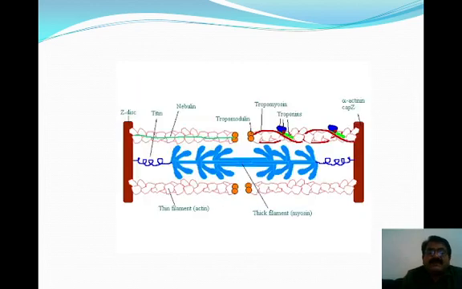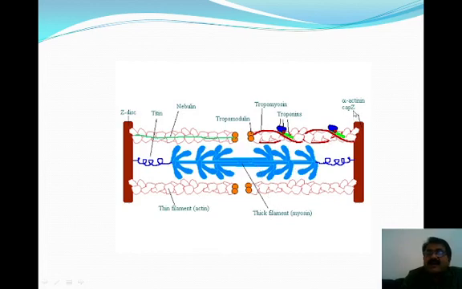Here is the diagrammatic presentation of how a cross bridge is formed, with thick and thin filaments as we already know. Here are the two Z lines. In between there are lighter regions and darker regions. Here are the titins, which connect the Z lines. Then here are the thin filaments and here is the thick filament. Thin filaments are nothing but actin, and thick filaments are nothing but myosin.